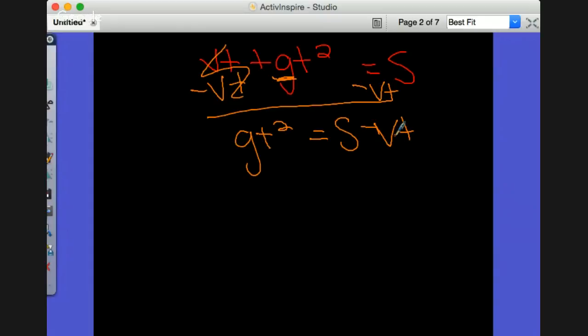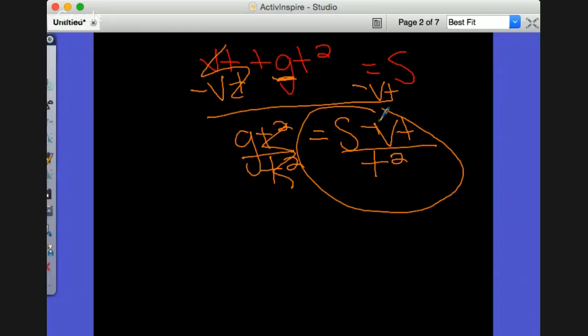All right, awesome. So what can I do now to get that g by itself and isolate it? Divide by t squared. Yeah, why would we do that, Anjali? Why would we divide by t squared? Because that would just leave us. Good. That would leave us just with g, and that's our goal, right? Get g by itself. So when we cancel, we get g is equal to s minus vt all over t squared, and that would be sufficient.